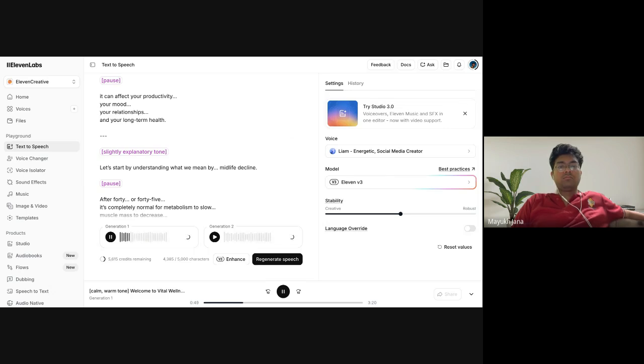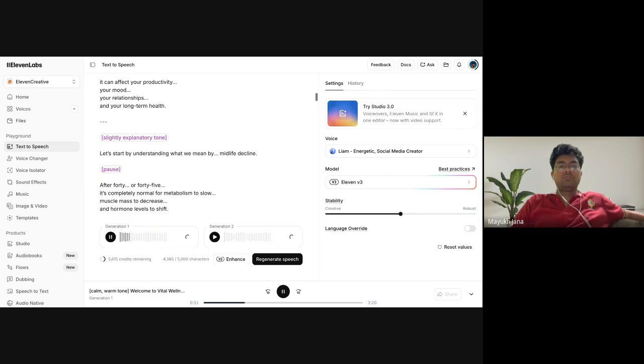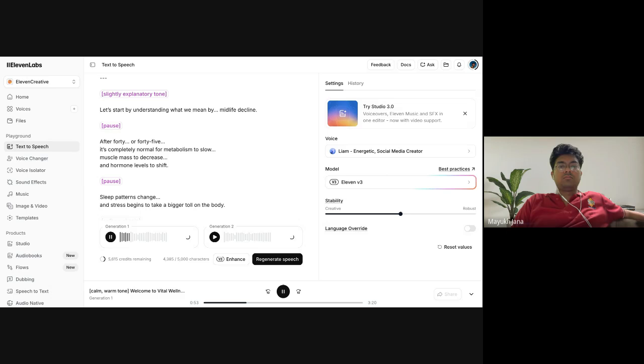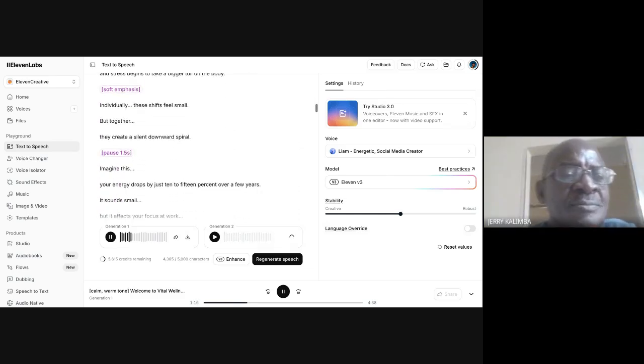Let's start by understanding what we mean by midlife decline. After 40 or 45, it's completely normal for metabolism to slow, muscle mass to decrease, and hormone levels to shift. Sleep patterns change, and stress begins to take a bigger toll on the body. Individually, these shifts feel small, but together they create a silent downward spiral.